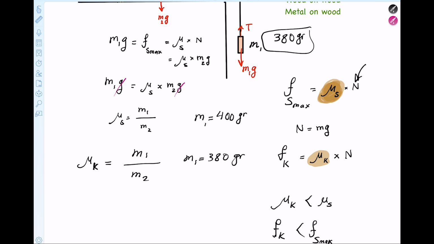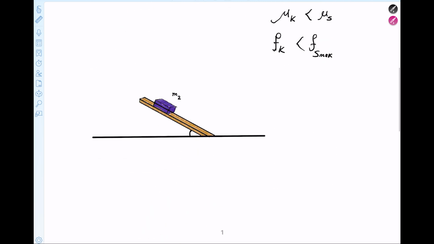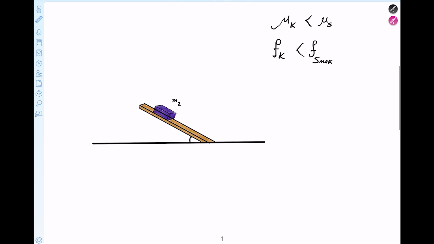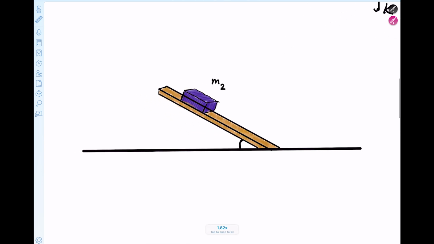Okay, so that was part 3. Now let's go to part 2. In part 2, we are going to tilt the wooden track, with the block of mass M2 on it. And this time, what we're looking for is the critical angle. Let's call this critical angle theta C, C for critical. Basically, that's the minimum angle you need so that M2, the block, will start to slide down.